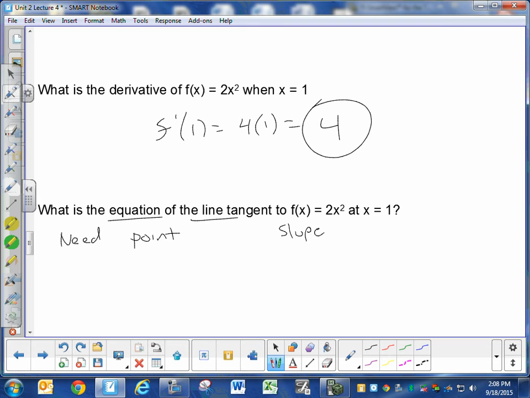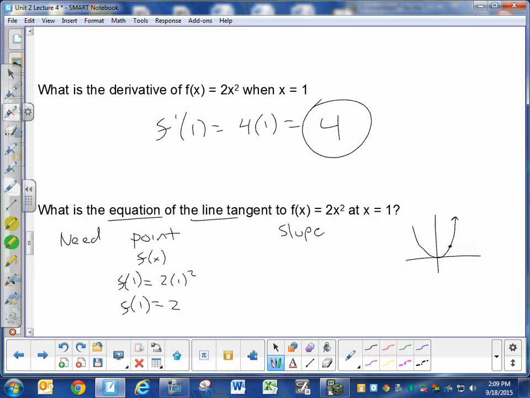Where's my point? Well, let's think about it graphically. If I have 2x squared, it looks like this. I need the point on my function. That's the tangent location, where we are going to have our line. So the point is going to come from f of x. I found f of 1 by plugging 1 into my function. This is what everybody forgets, and that's 2.